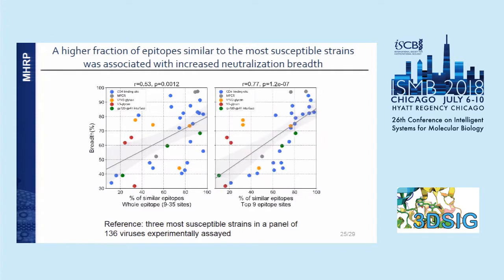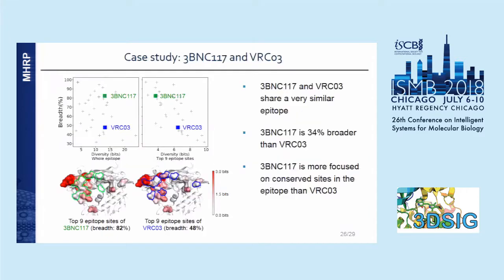And then we focus on only the top 9 epitope sites, and we get a stronger correlation than when we use the whole epitope site. That means we achieved a higher correlation by just focusing on the top 9 epitope sites. So if we compare only the top 9 epitope sites, the fraction of similar epitopes to the susceptible strains has a stronger correlation with the neutralizing breadth. So why do the top 9 sites seem so special?